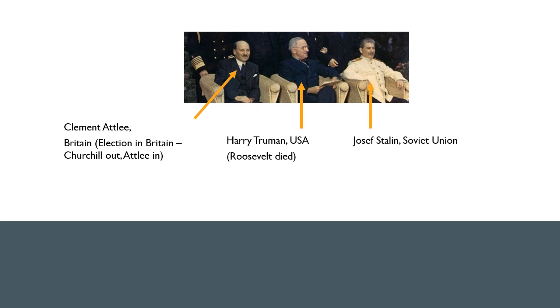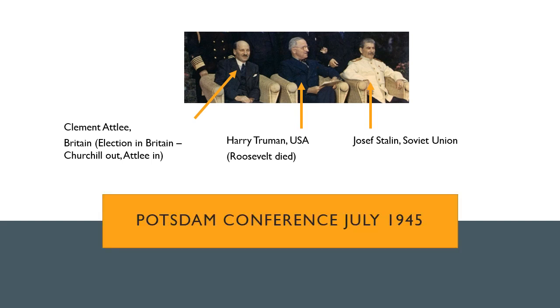And Joseph Stalin still there. Joseph Stalin doesn't pass away until 1953, actually. So this is the Potsdam Conference of July 1945. In Germany itself, Germany are now defeated. They surrendered on the 7th and 9th of May already.